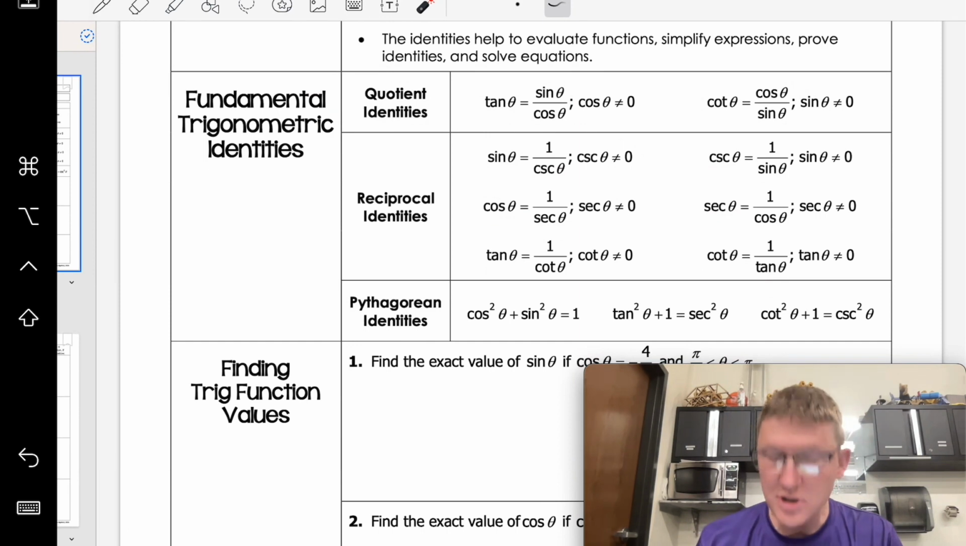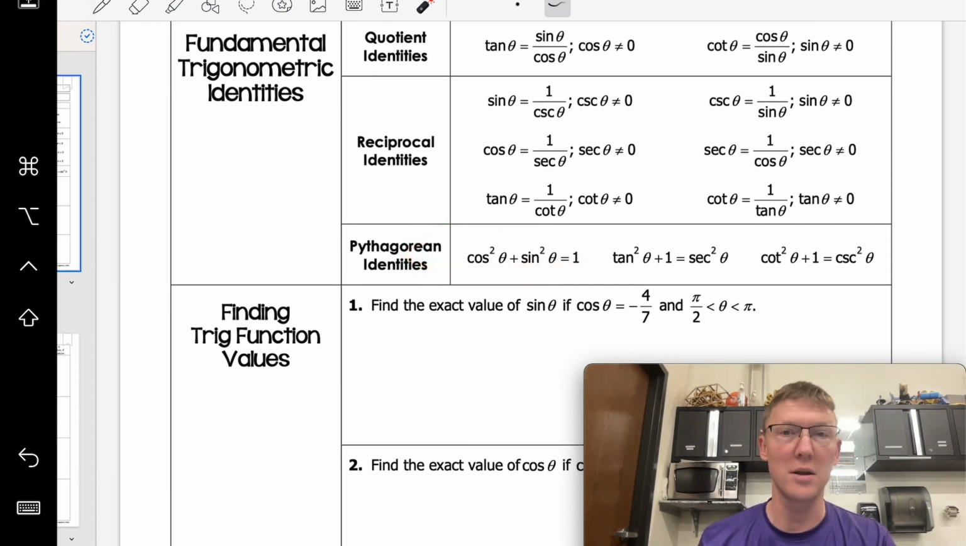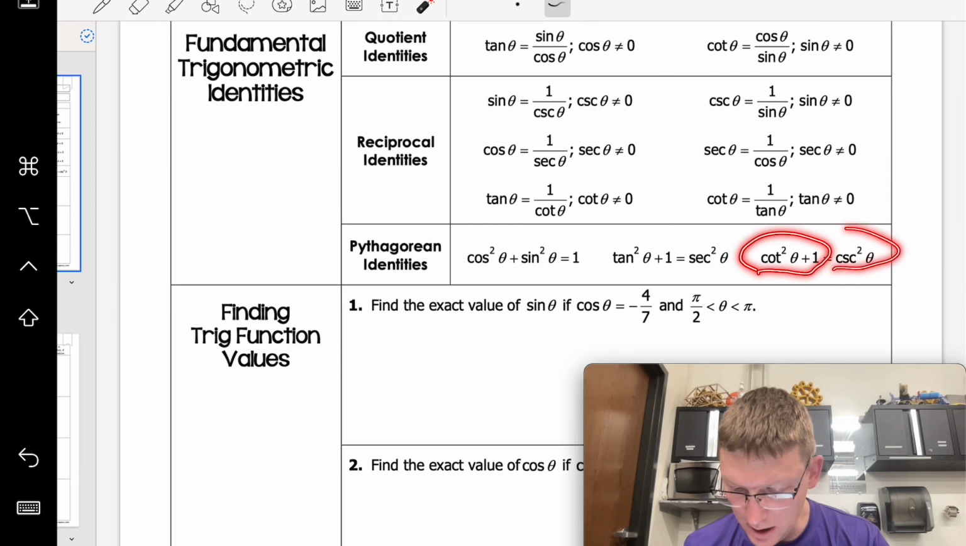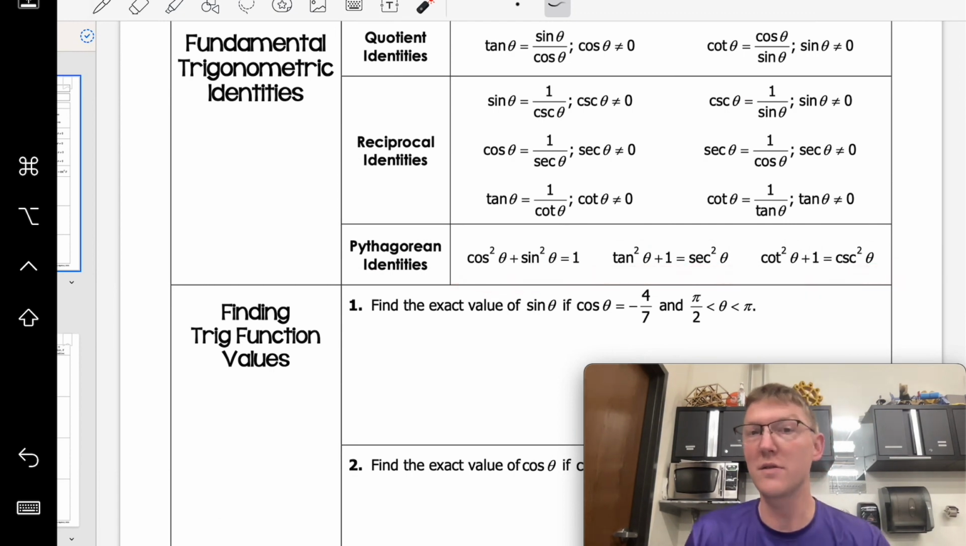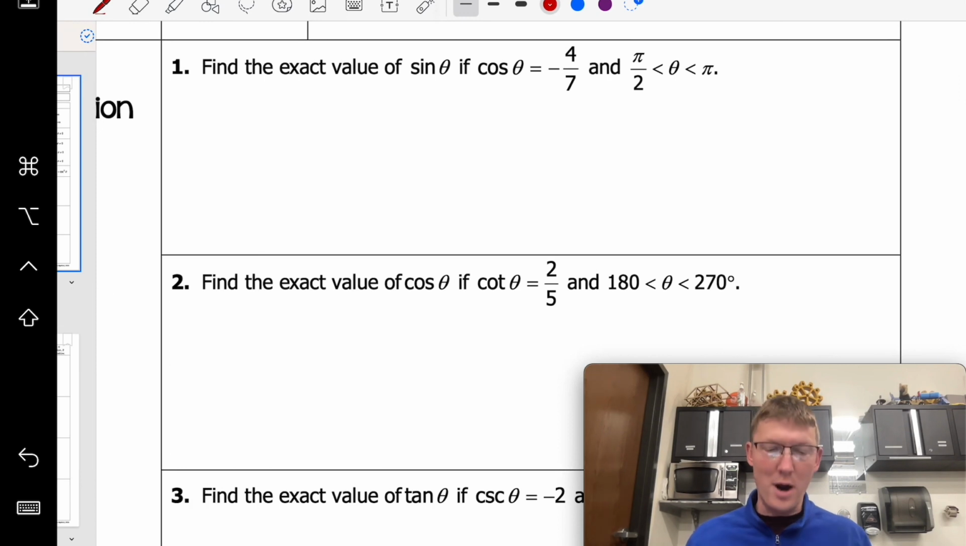What's kind of interesting is we can take the Pythagorean theorem and do some fun stuff with that. Here we've got cosine squared plus sine squared equals 1. That's a fun little thing that we'll use a lot. And then tangent squared plus 1 equals secant squared, and cotangent squared plus 1 equals cosecant squared. These are less obvious, in my opinion, but they are things we're going to use, and I think we might end up proving them. Who knows?